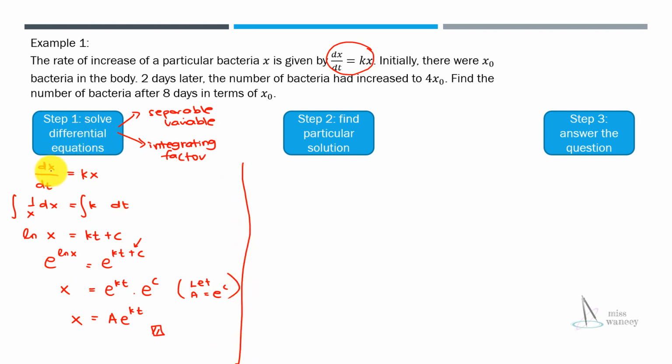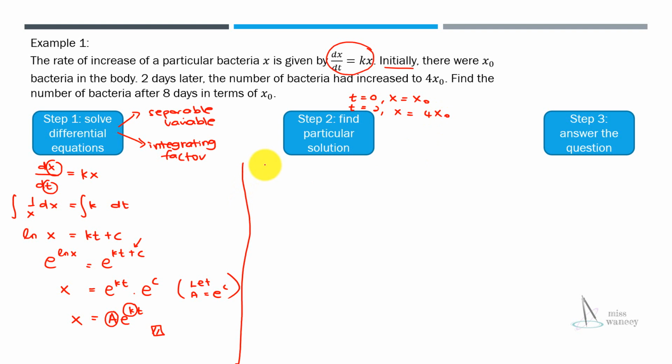So now, we first started with dx over dt. That means other than x and t, we need to find the other values. We have x here, t here, but I have a and k. So I need to find the value of these 2. When you read the question, do take out 2 pieces of information because we have to find a and k. Initially, that means when t is equal to 0, x is equal to x0. 2 days later, that means t is equal to 2. The x has become 4x0.